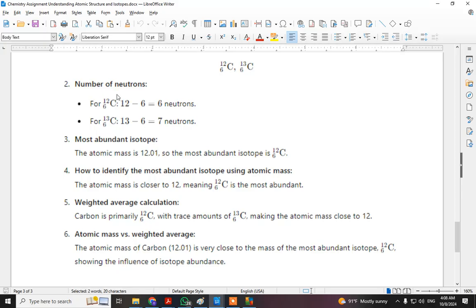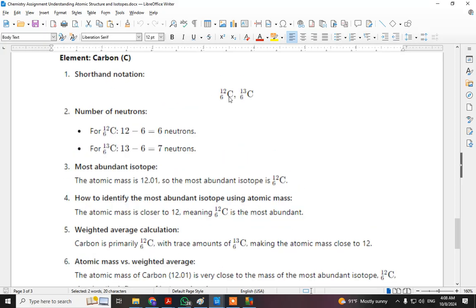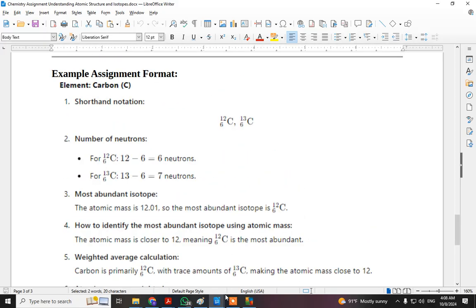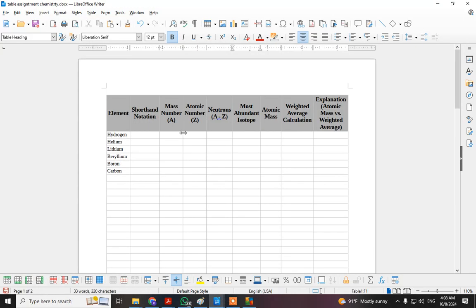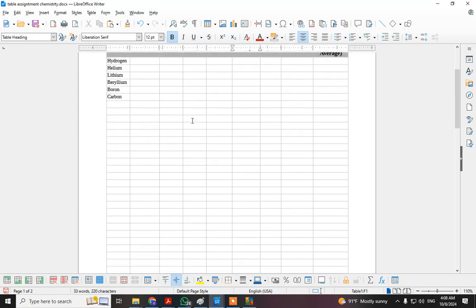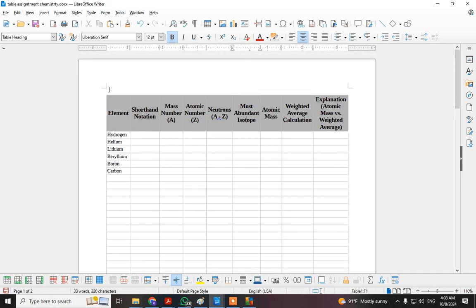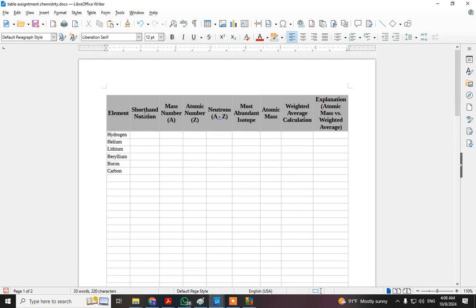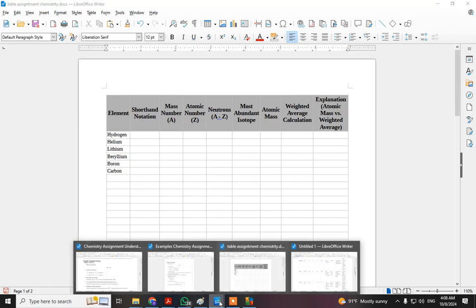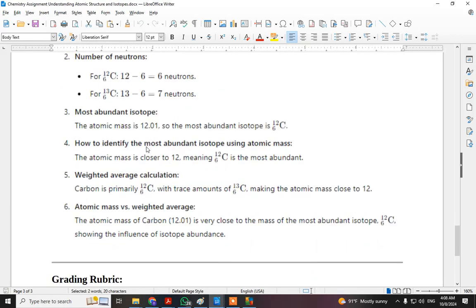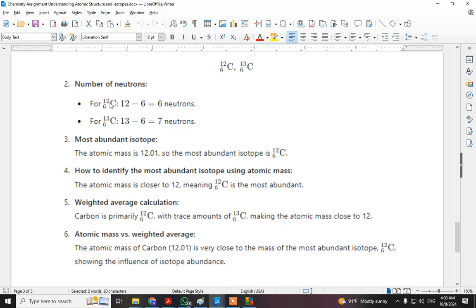Now, here are some examples of the things that you need to learn. You can either do it like this, or you could do it as a little table that I've done for you, because I think this is faster, and it's more space saving as well. So we're doing it with carbon 12 and carbon 13. The atomic mass is 12.01, so the most abundant isotope is carbon 12. The atomic mass is closer to 12, meaning that carbon 12 is the most abundant.